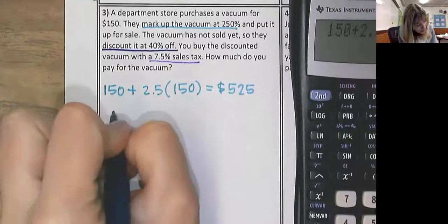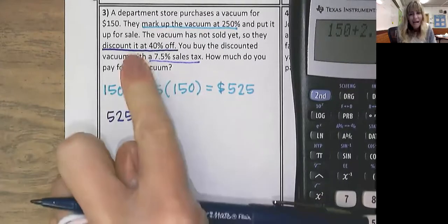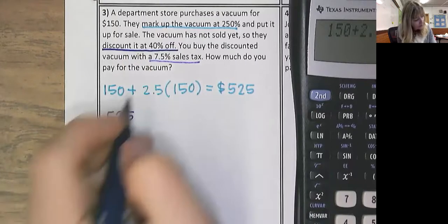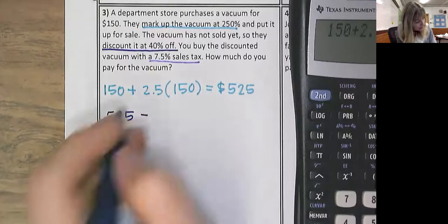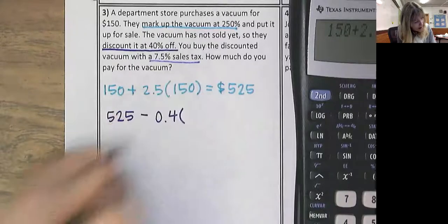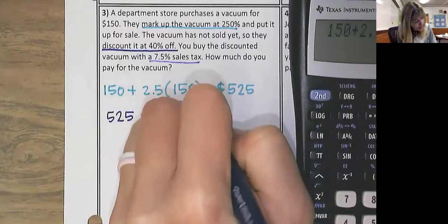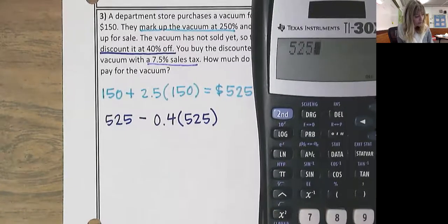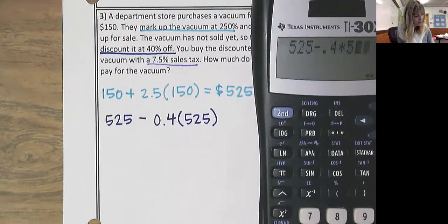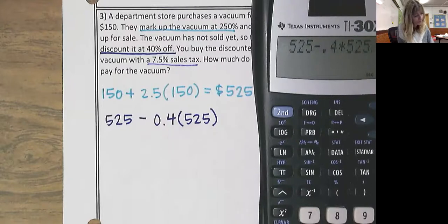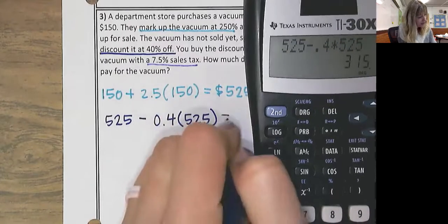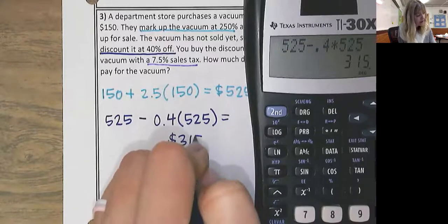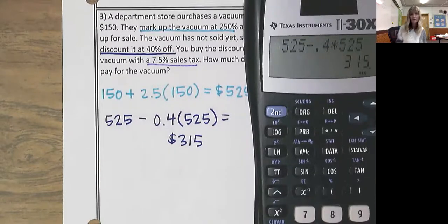So here's my new original. They discount it at 40% off. Discount is the only one that subtracts, right? Minus 0.4 of 525. New original right there. 525 minus 0.4 times 525. What if you put 0.40? Wouldn't change a thing. Okay, $315 is now the discount price. You go in and you're like, I wasn't going to buy it for $525, but I will buy it for $315.